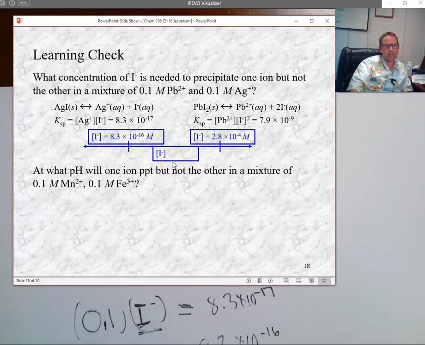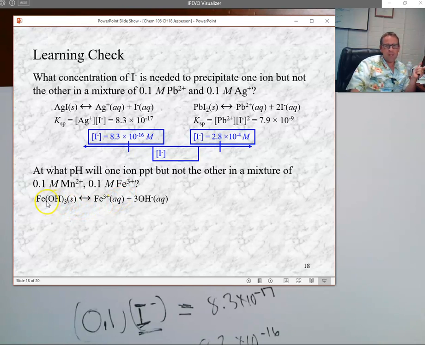Okay? All right, so here's another type of question that asks essentially the same thing, but instead of looking at iodide ion concentration, it's looking at hydrogen ion concentration or hydroxide ion concentration. So at what pH will one ion, the manganese or the iron, precipitate out, but not the other?